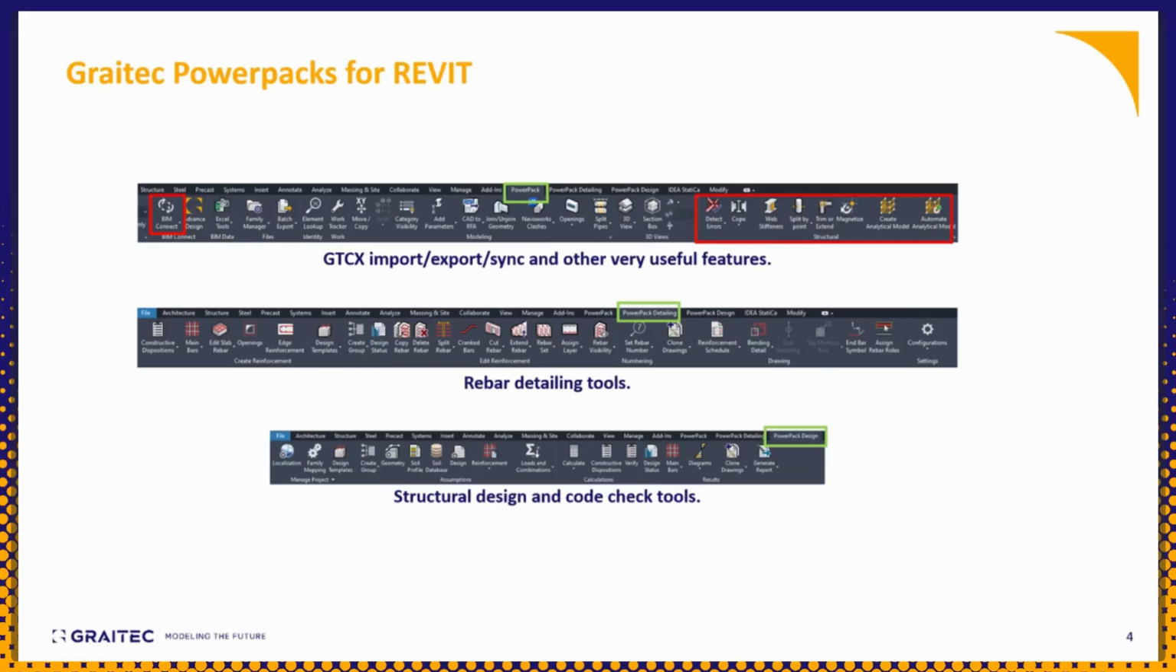Talking about Revit, we have three main tools in Revit, PowerPacks, as we call them here, to help you with modeling, concrete design, and detailing inside Revit. The first one we call PowerPack Standard. When you install it, it's going to look like this in your Revit toolbar, and it has different types of usages here.